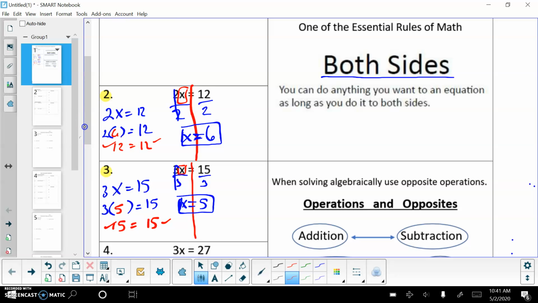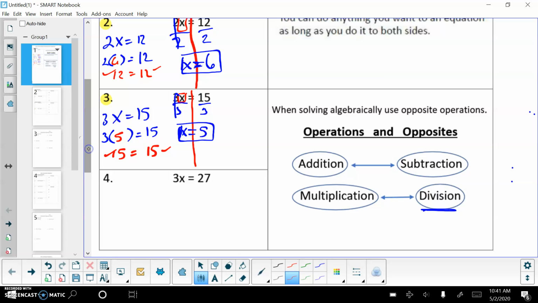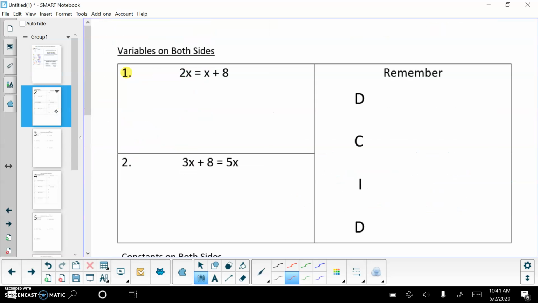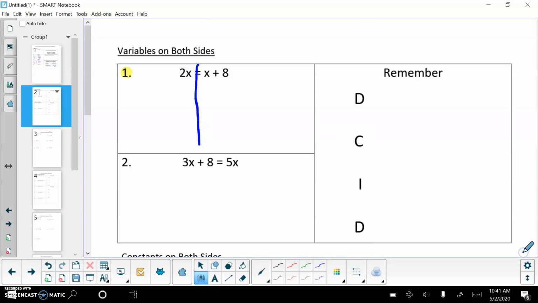I'm going to go to slightly more complicated. I'm going to use the same basic ideas. I'm going to look at number 1, where I have variables on both sides. Notice I have x's on both sides now. I'm going to draw my line. I'm just going to remember our notes that we did basically at the beginning of the year. Okay, DCID is our acronym to help us remember.